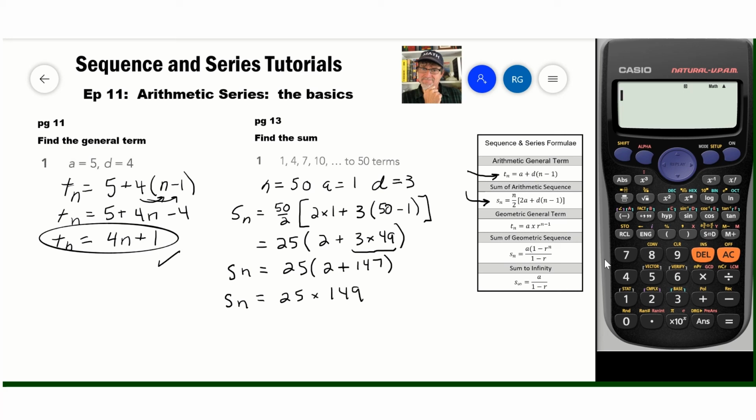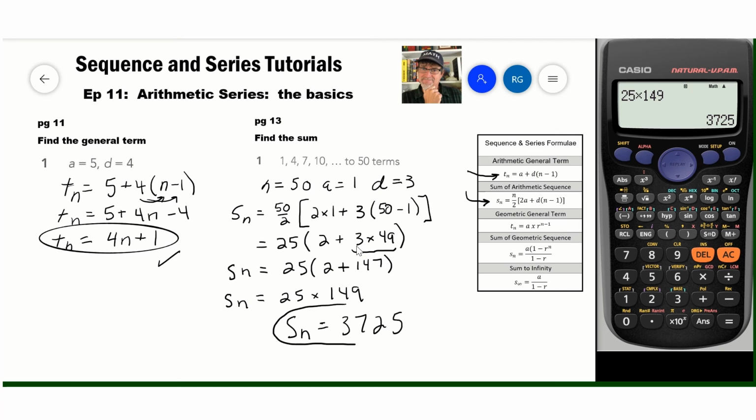Should we go to the calculator? 25 times 149. I got 3725. So our sum of the first 50 terms is 3,725.